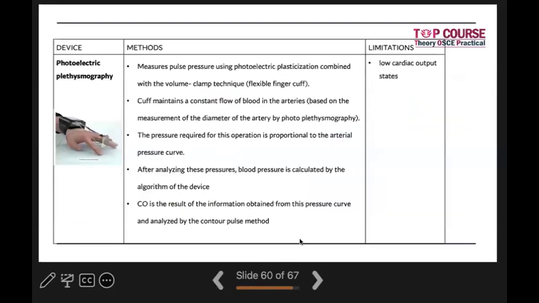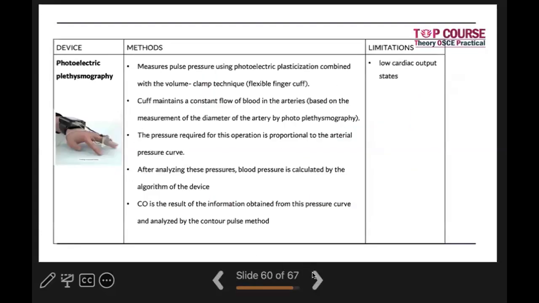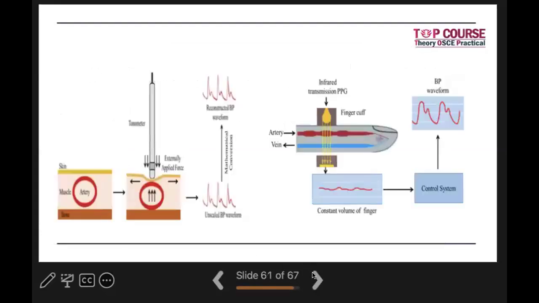So after analyzing these pressures, blood pressure is calculated by the algorithm of the device, and the cardiac output is obtained from this pressure curve by means of the pulse contour method. Okay. In cases of low cardiac output state where the patient is having cyanosis or peripheral discoloration or decreased perfusion, this may not be possible. Okay.